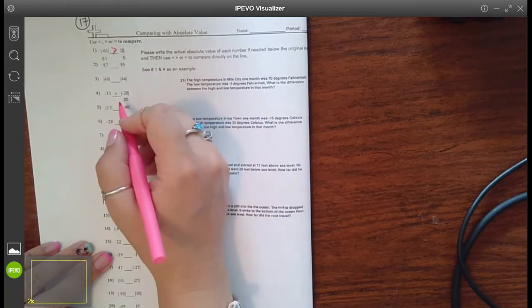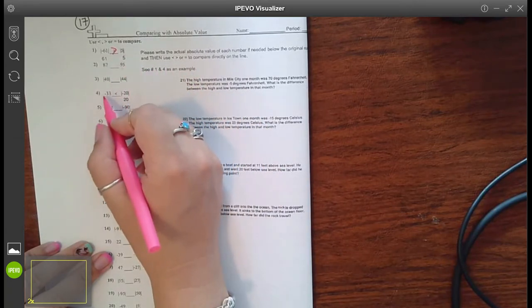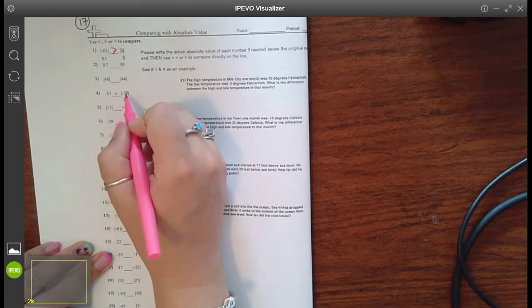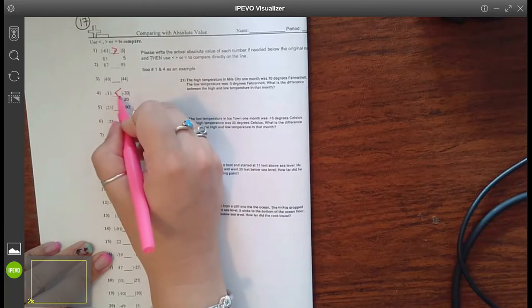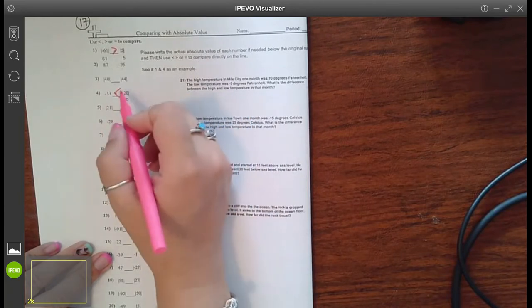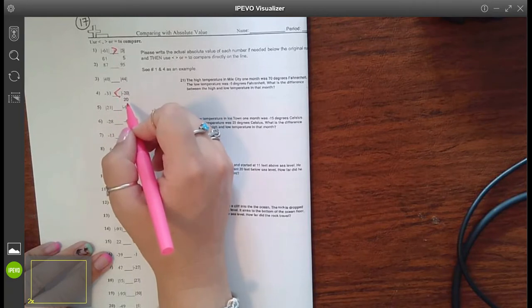And then number 4 was done for us. So negative 33 stays the same, but the absolute value of negative 20 is just 20. So then what's bigger, negative 33 or 20? 20 is bigger. So I'd put a less than sign or have the great big open end facing the 20.